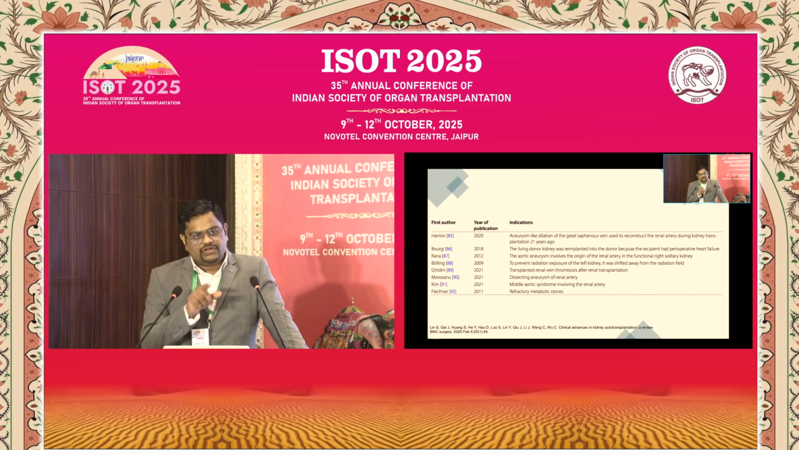A kidney transplant was done 21 years ago, and the great saphenous vein was used as an interposition graft, and it had a large aneurysm. So at that time they removed the kidney, did the reconstruction, and again implanted the kidney. Then this is a very interesting thing.